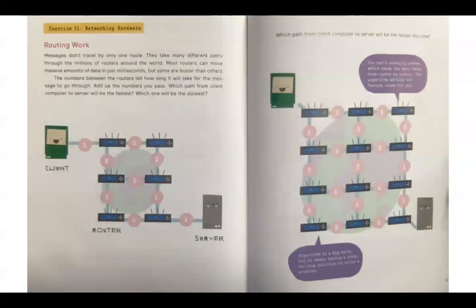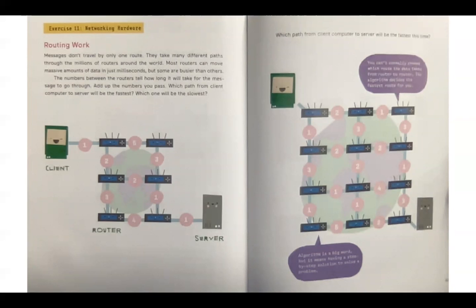Exercise 11, networking hardware, routing work. Messages don't travel by only one route. They take many different paths through the millions of routers around the world. Most routers can move massive amounts of data in just milliseconds, but some are busier than others. The numbers between the routers tell how long it will take for the message to go through.